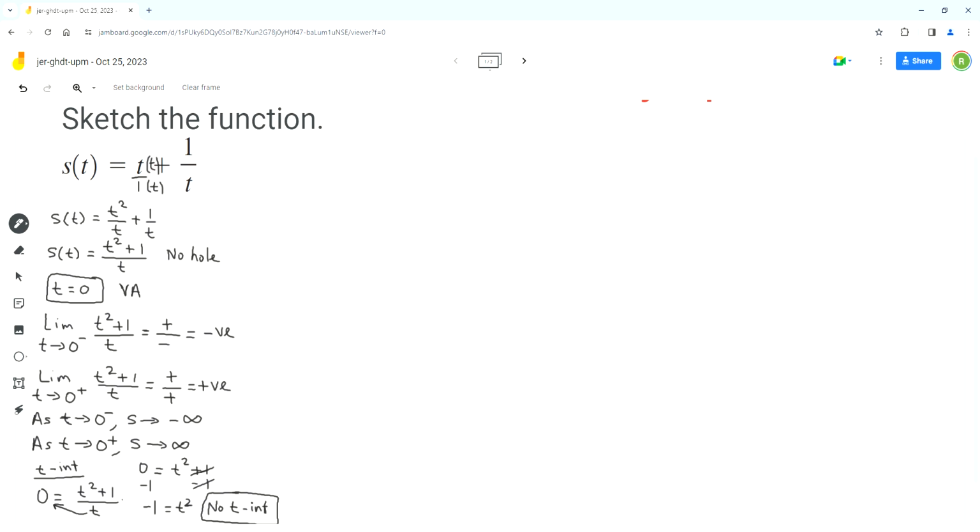Now we can find the s-intercepts. So for s-intercepts, we should sub in t as 0 in the function. So s at 0 equals 0 squared plus 1 over 0. Now since 0 is in the denominator, that means this function value is undefined at t equals 0. That means there is no s-intercept.